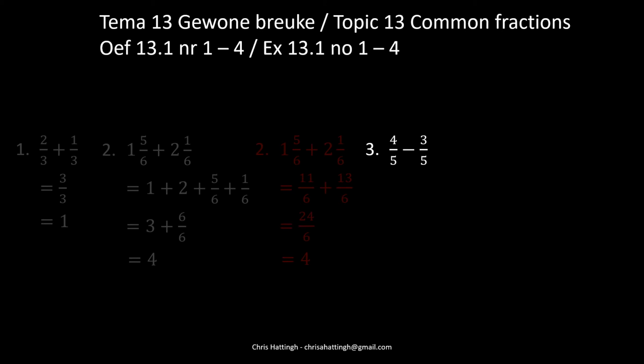Number 3, when you subtract, you're just going to subtract the numerators if the denominators are the same. So 4 minus 3 gives you 1/5.